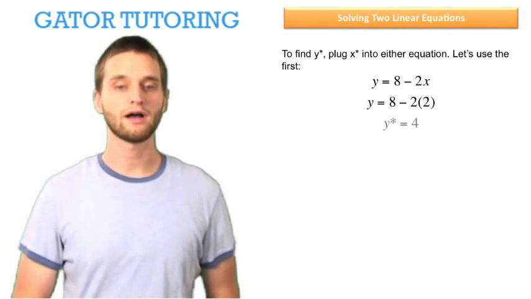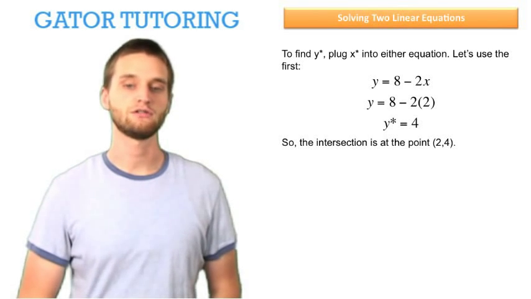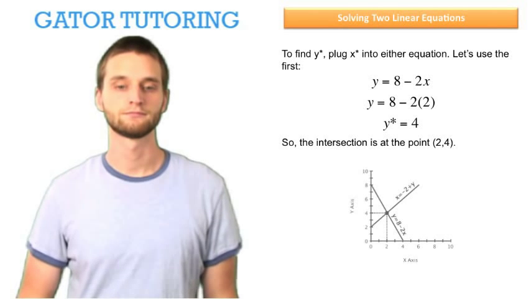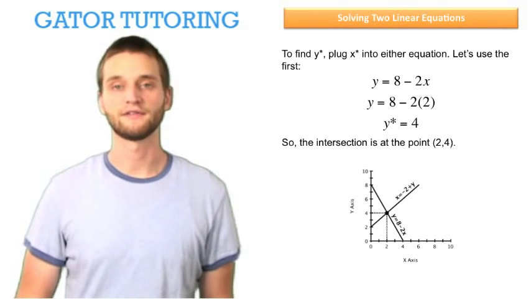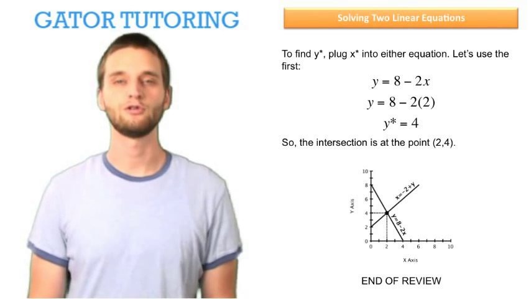Once we solve for y, we see that y star is 4. So the intersection is at the point 2, 4, just like we see here on this graph. And that's the end of the review where we learn how to solve two linear equations.